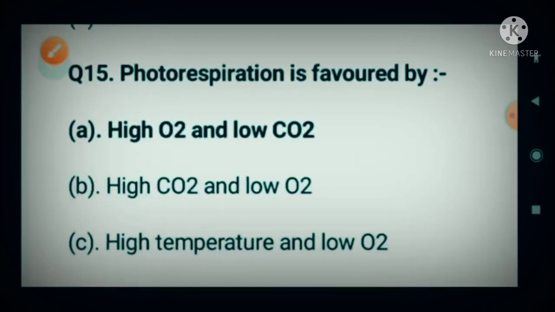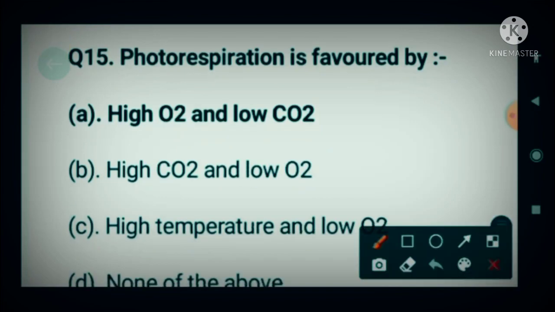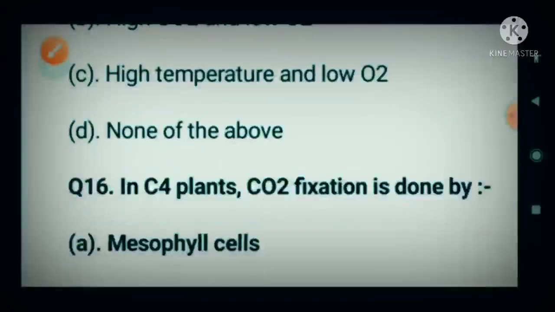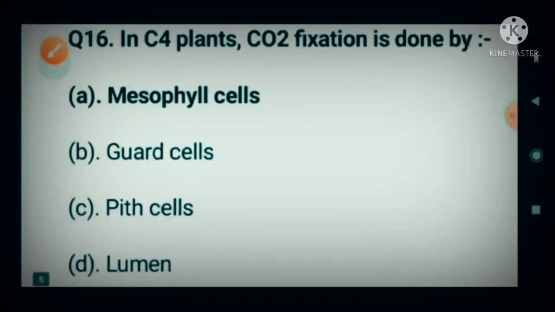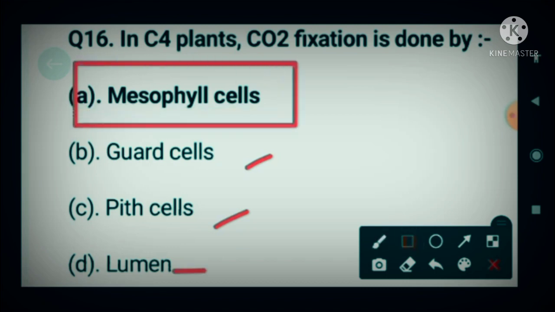Next question is: photorespiration is favored by high oxygen and low carbon dioxide, high carbon dioxide and low oxygen, high temperature and low oxygen, none of the above. The right option will be high oxygen and low carbon dioxide. Next question is: in C4 plants, carbon dioxide fixation is done by mesophyll cells, guard cells, pith cells, lumen. The right option will be mesophyll cells.